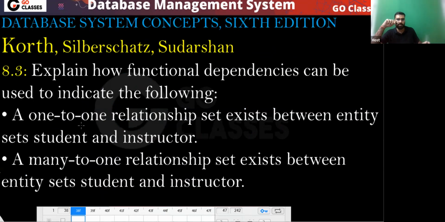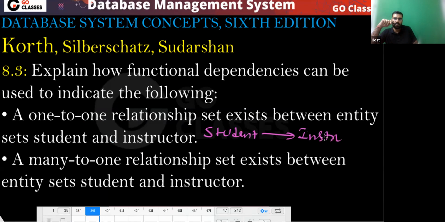So is this question clear to everyone? What is the answer for this fourth question? Fourth 8.3 question, what is the answer? One-to-one relationship set exists between entity, student and instructor. So what are the functional dependencies? There will be functional dependency from student to instructor, and there will be functional dependency from instructor to student. And many to one between student and instructor.